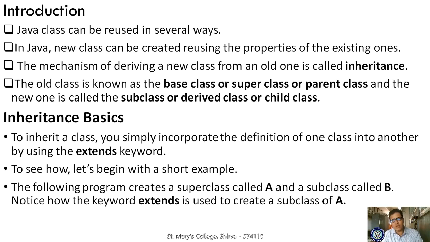So this is the mechanism behind inheritance. The mechanism of deriving a new class from an old one is called inheritance. The old class is always called the base class or superclass or parent class. Now let us see the basics of inheritance. The old class is called the base class or superclass or parent class. The new class is called a subclass or derived class or child class.